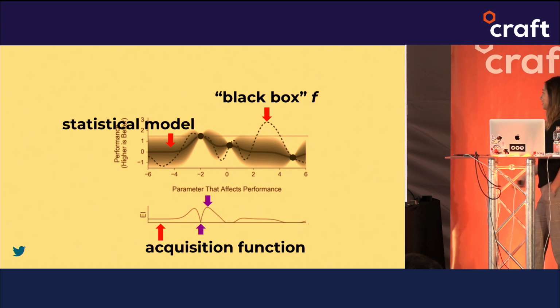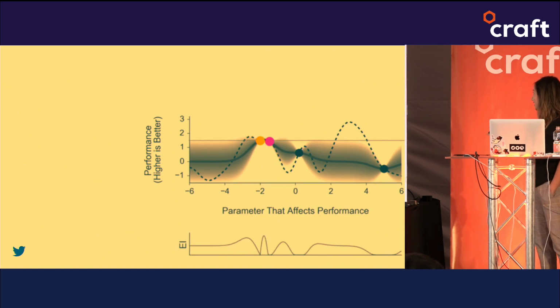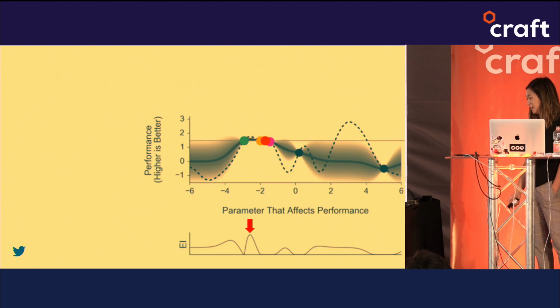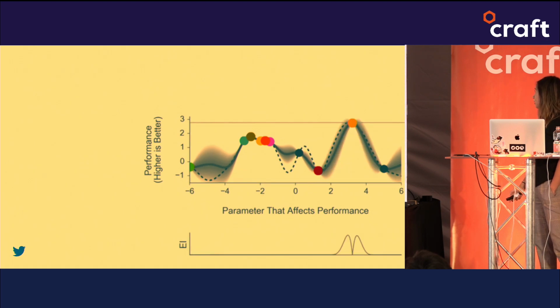So now I'll run through an example to make it a little more clear. So that's the highest point, and you select that and update both graphs. And then you go again, and select the highest point again, and you keep iterating. Yeah, so you keep going until you find the optimal point.